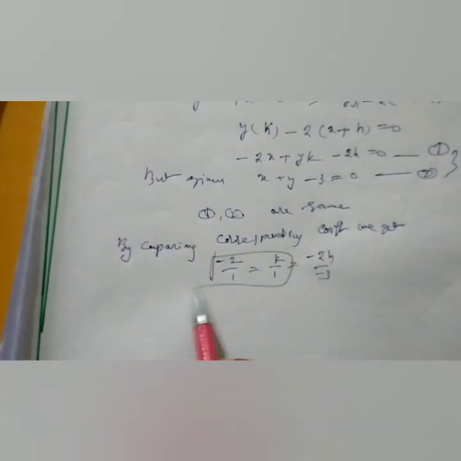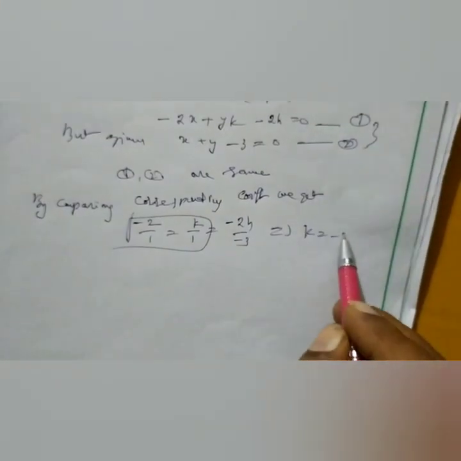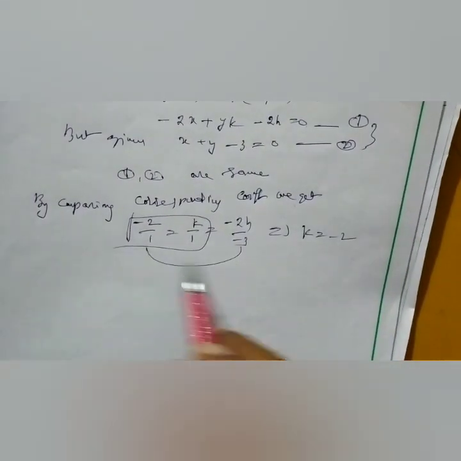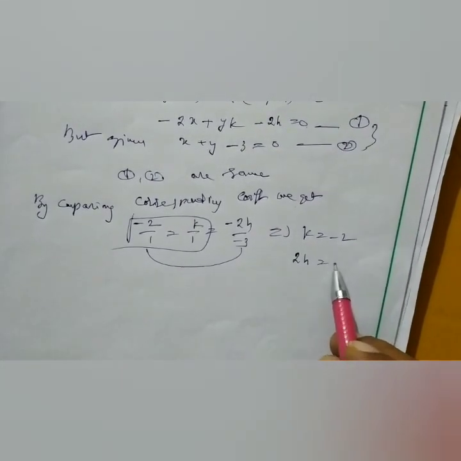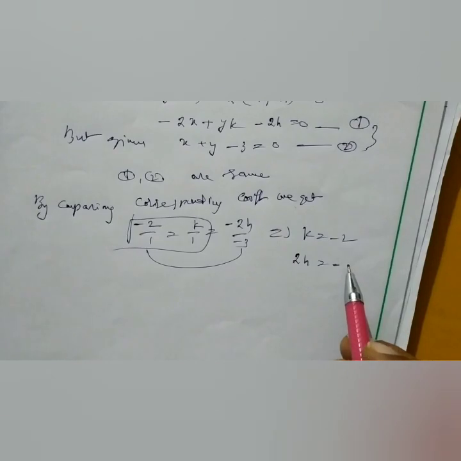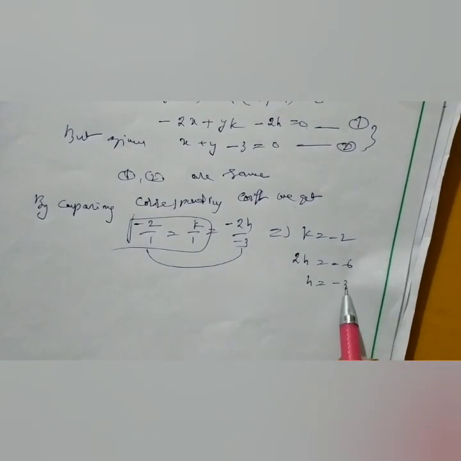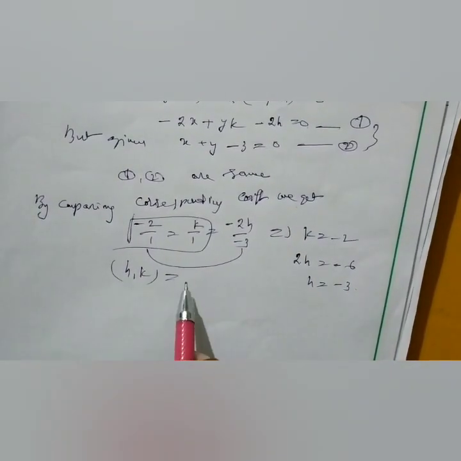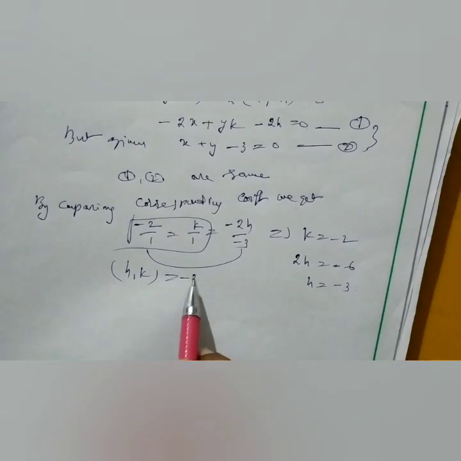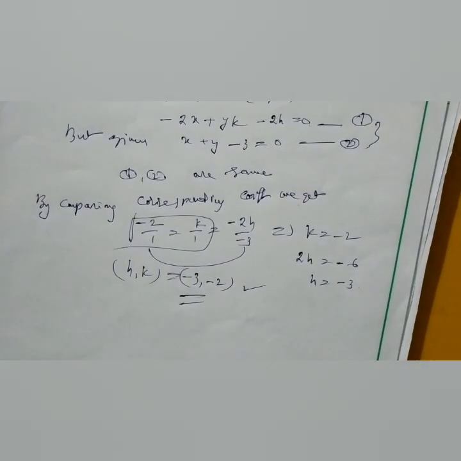So by equating these two, we get k is equal to minus 2, and by equating these two, we get minus 2h is equal to minus 6, h is equal to minus 3. Therefore, (h, k) is equal to (minus 3, minus 2). This is the required point. Okay.